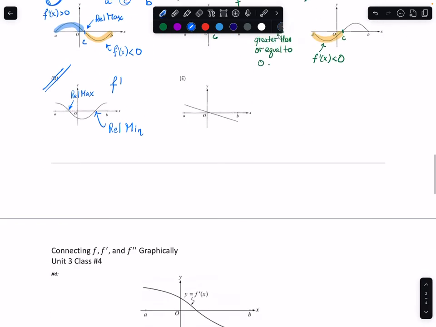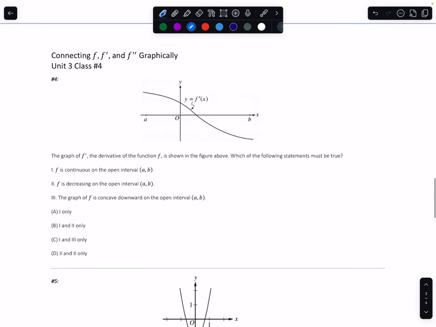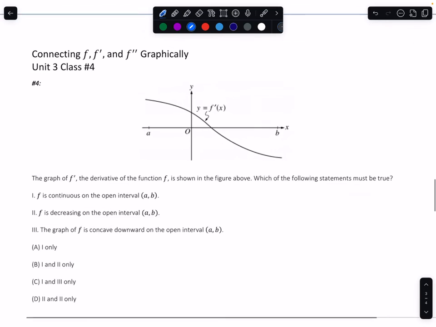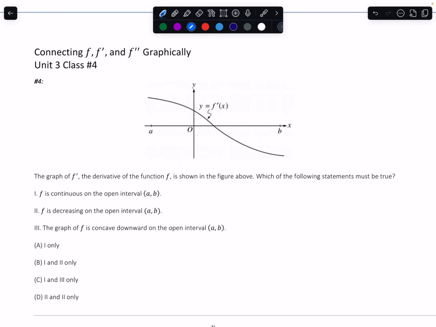Okay, a few more. So now we're back to, and here's a nasty question. It's one of my favorites. So what do you got here? The graph of f prime, the derivative of the function f, is shown in the figure above. Which of the following statements must be true?